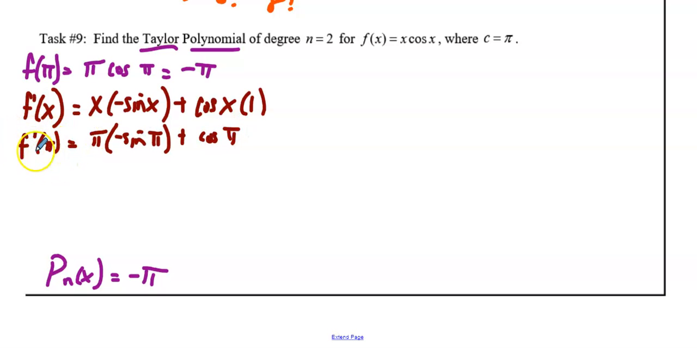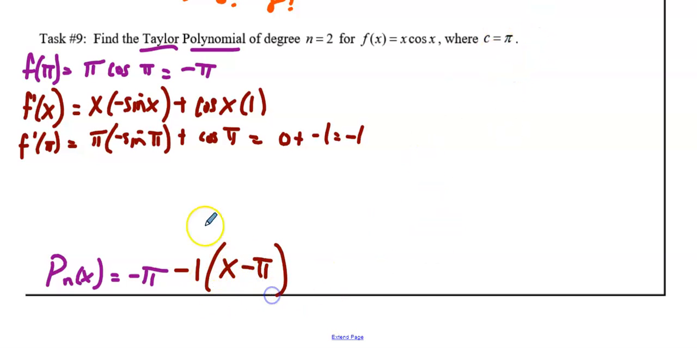And this is the value that we're going to be using, right? So when we do this, well, sine of pi is 0. So this whole thing is going to be 0 plus the cosine of pi, which is -1. So we're going to get -1. So f prime of c, f prime of pi, is going to be -1. So it's going to be -1 times x minus c. Now again, this was all first derivatives, so this would be to the first all over 1 factorial.